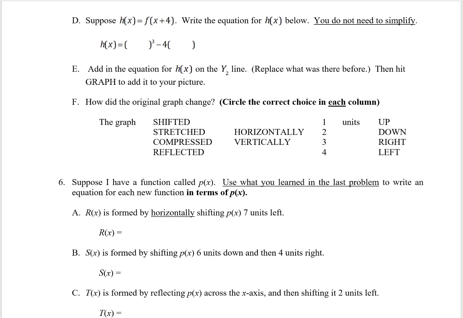Problem 5D. So we're making another new function here. H of x is now f of x plus 4. I'm going to go to the original f of x function, which was x cubed minus 4x. I'm going to replace all of the x's with x plus 4. Once again, I'm not going to simplify. Let's go to the calculator and see what that does to the graph.